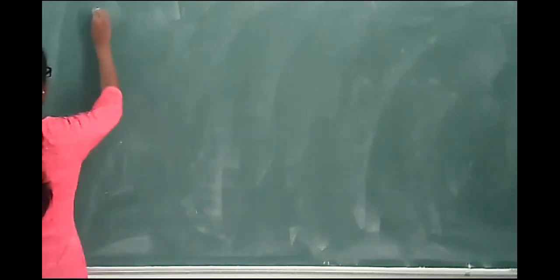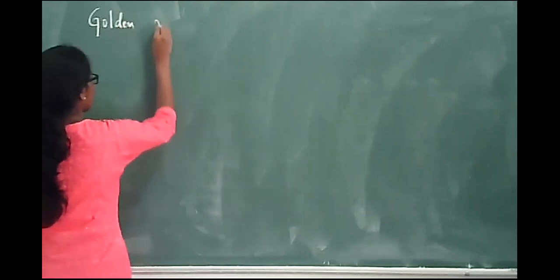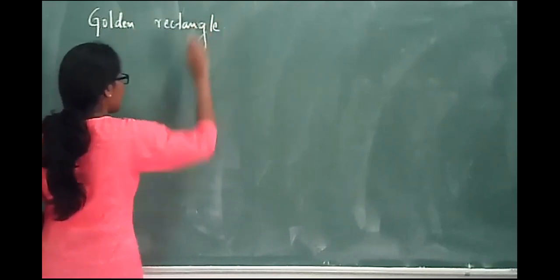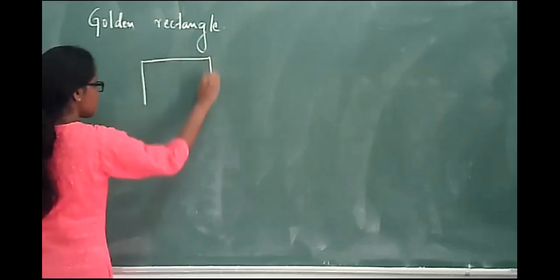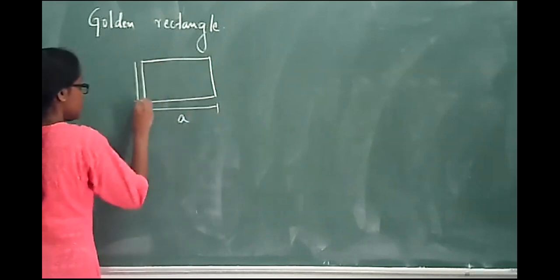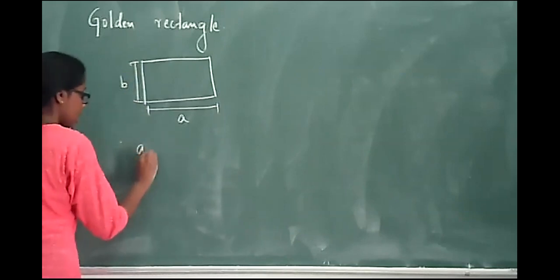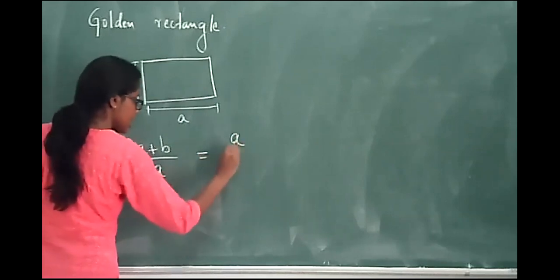Yeah. So in the last class we discussed the golden ratio, or golden rectangle. We saw that any rectangle possessing this property, let's say this is a rectangle, the longer length is A and the shorter length is B, has the property that (A plus B) upon A is equal to A by B.